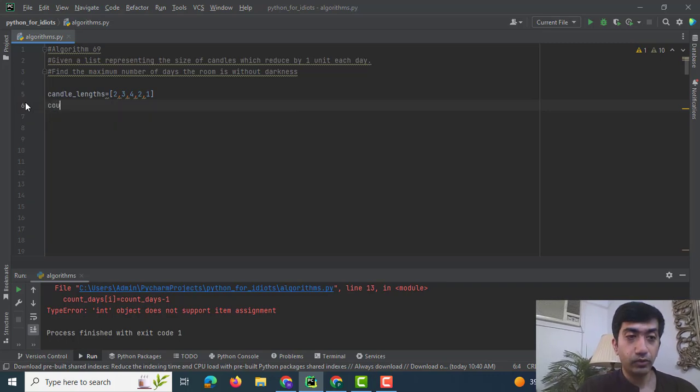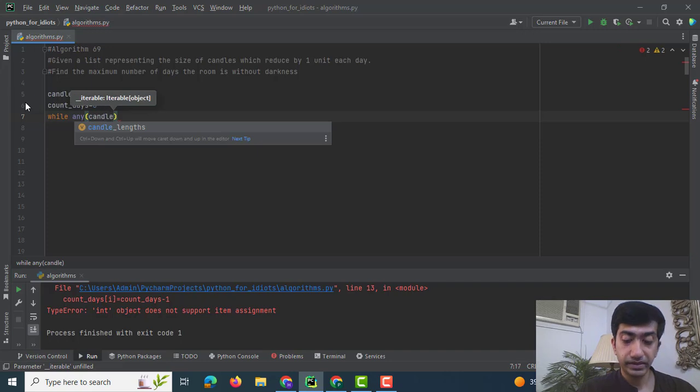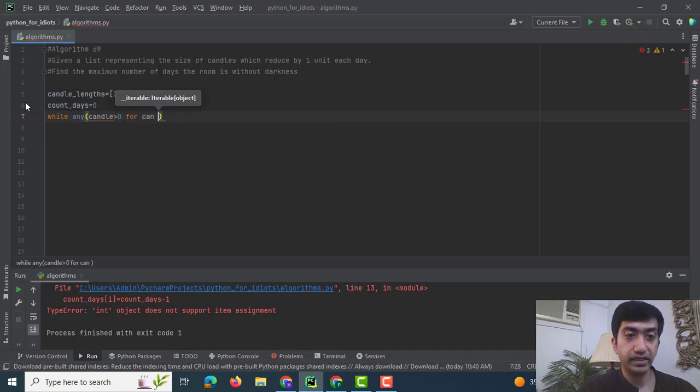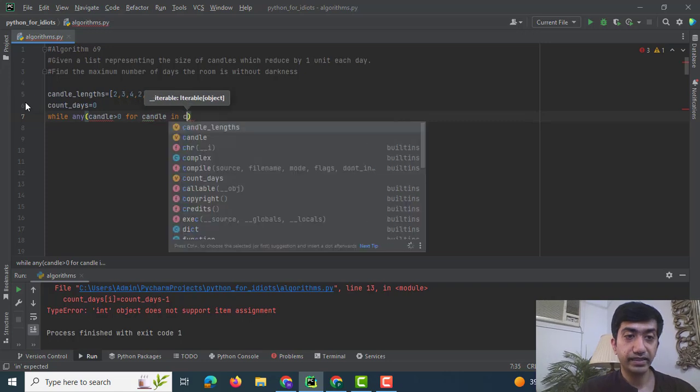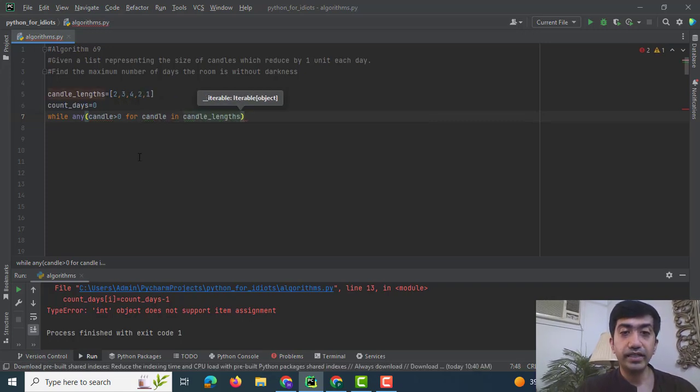I would make a variable of count days. I would give it a value of 0. Then I would make use of the while loop. While I would use the built-in function of any, candle greater than 0 for candle in candle length. Basically I am telling the while loop that it should start iterating if any returns a true value, because any returns a boolean value, either a true or a false. So if any of the candles whose length is greater than 0, then any should return true and the while loop should continue on iterating.